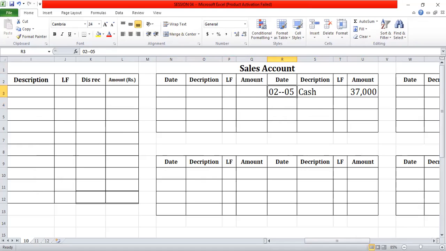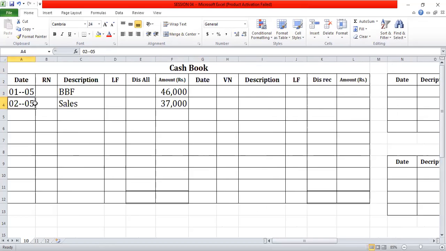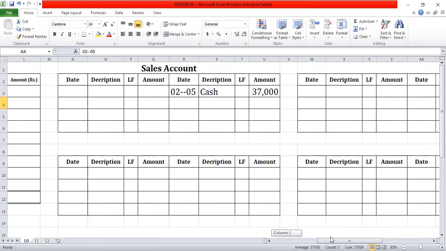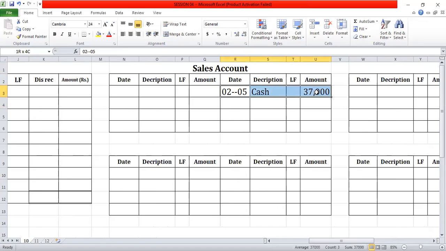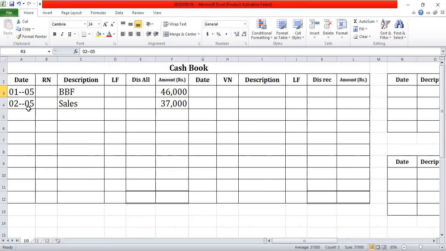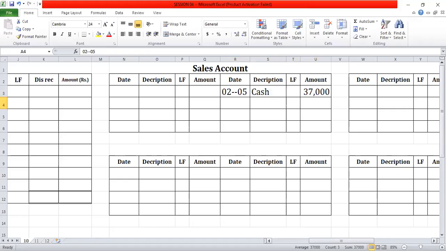For all these debits and credits, there are principles of double entry applied. This time, the cash book is debited as it increases assets. I told you increasing an asset is a debit and the sales is credited. I think everybody knows that sales is an income. Income increase is a credit.